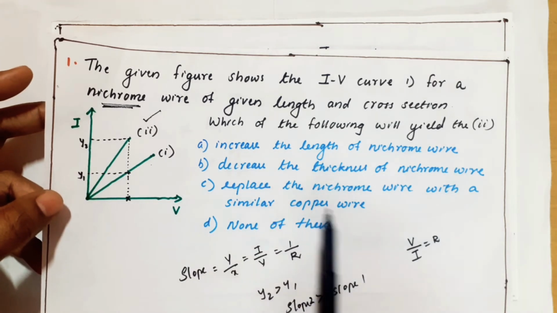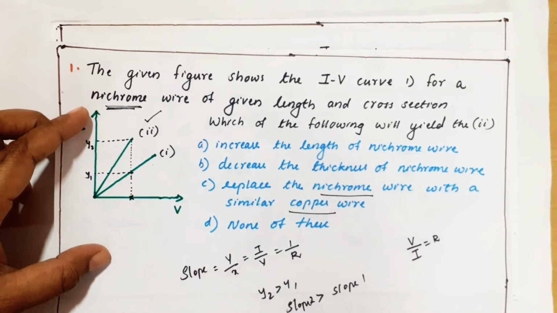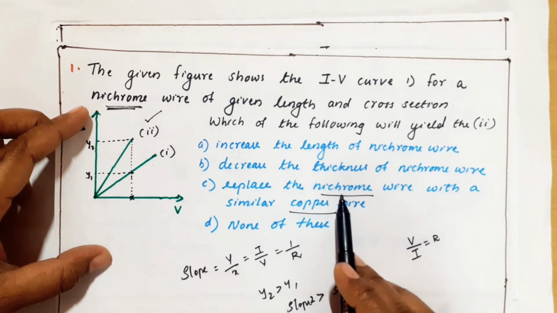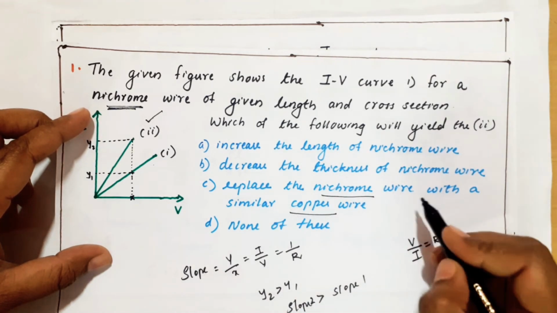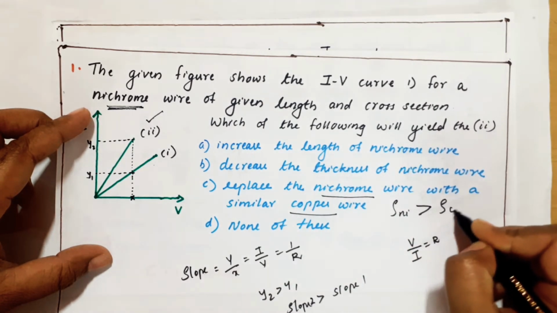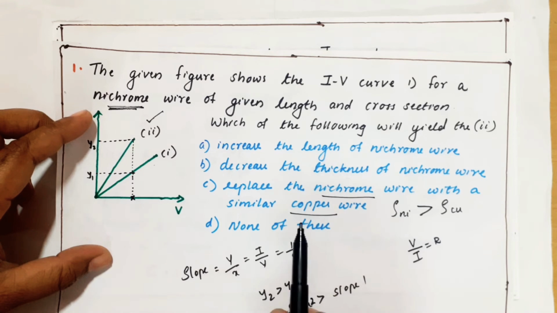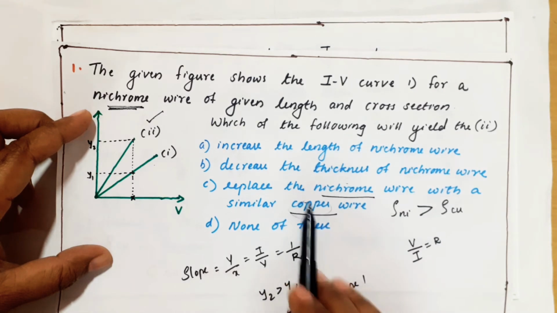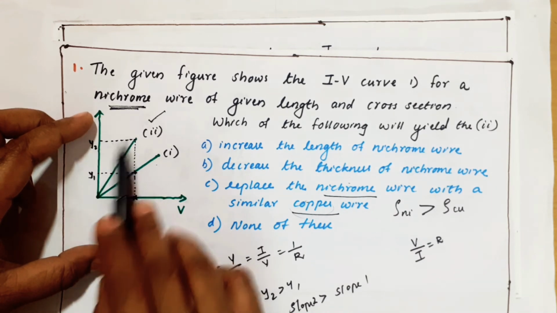Third one they told, replace the nichrome wire with a copper wire. So you should understand the difference between a nichrome wire and a copper wire. Nichrome is an alloy of nickel, chromium, manganese and iron. So its resistivity is high. The resistivity of nichrome is greater than the resistivity of copper. So it means that the copper wire has less resistance. If you remove the nichrome wire and add a copper wire, what happens to the resistance? Resistance will decrease. Resistance will decrease means the slope will get greater here.